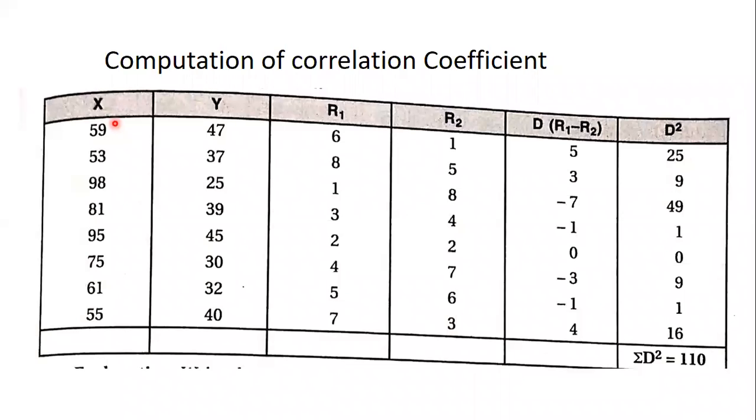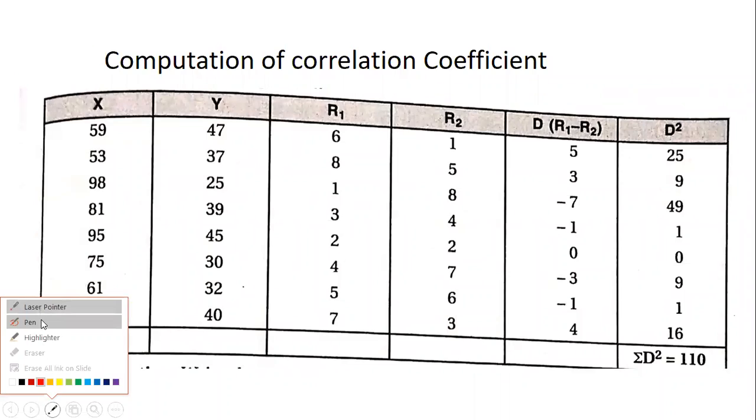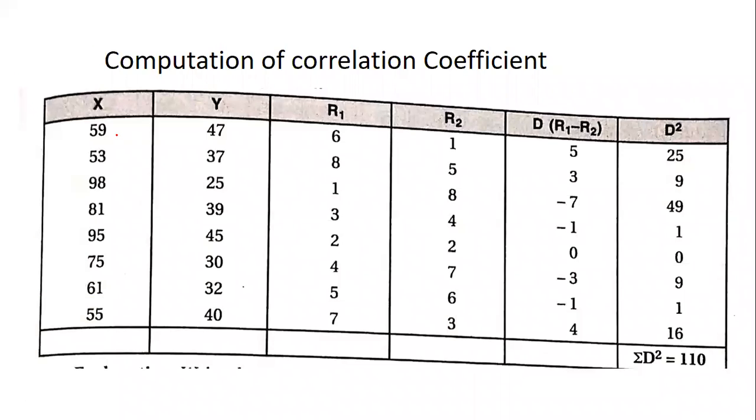Now coming to the calculation, X and Y are taken from the question, and we have to assign the rank. Now how do we assign the rank? Either the ranks will be assigned in ascending or descending order. Here we are following the descending order. So the highest number will be ranked as 1, and then the next lowest will get the rest of the ranks. Now in the data of X, the highest number is 98, so it gets the first rank. Then the next number is 95, second rank.